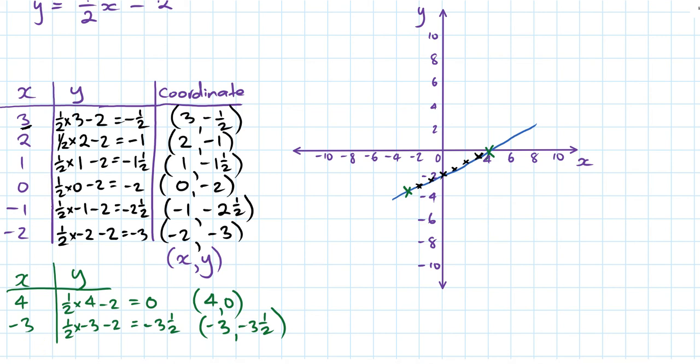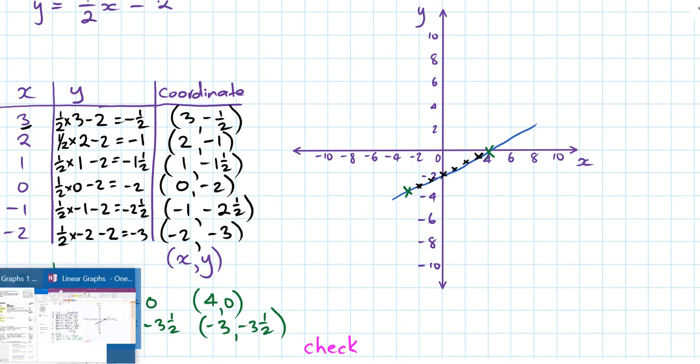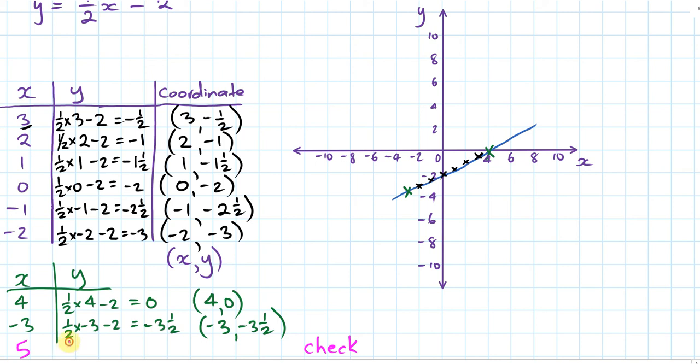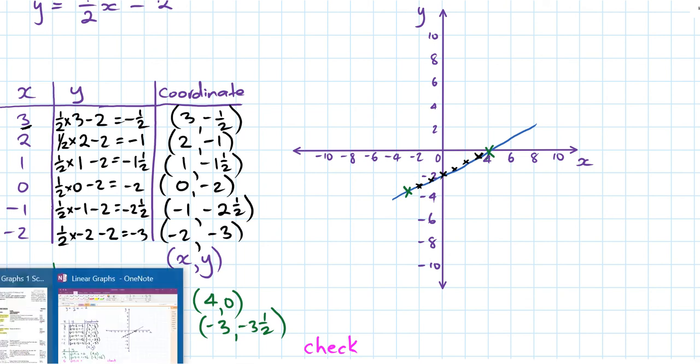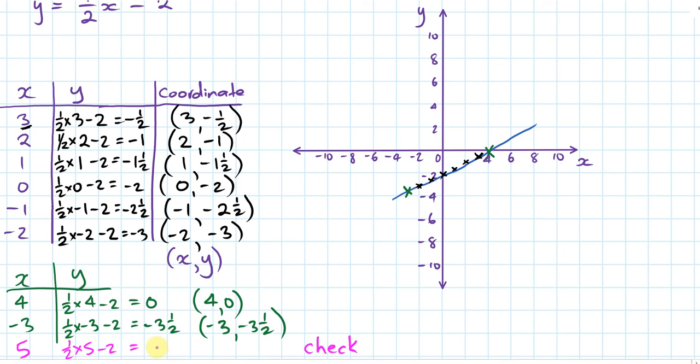So if I just say that this is a check point with x equal to 5, y is equal to a half times 5 minus 2. So a half times 5 is 2½. 2½ minus 2 will give me a half. So that point is 5, ½. Let's just check that it is on our graph. So if I go across 5 and up 1/2, yes, I do actually end up on the line.